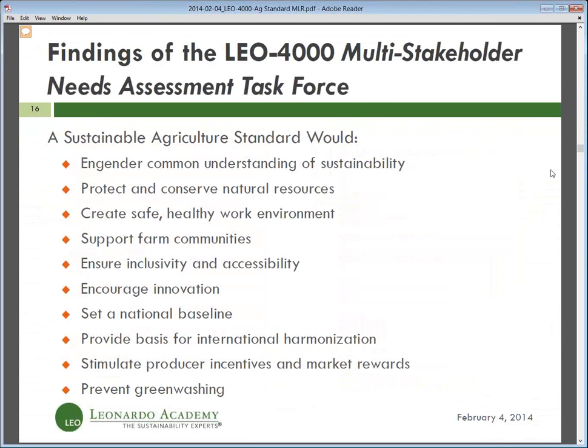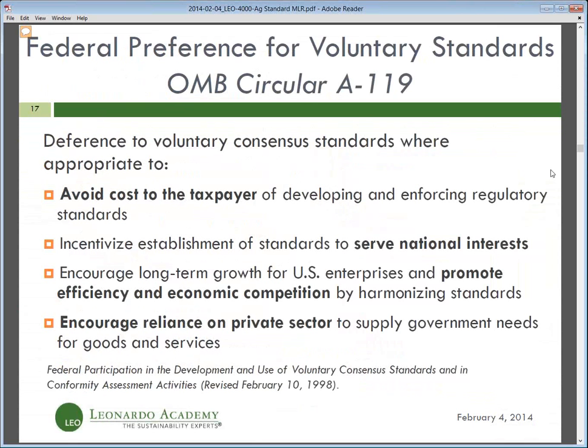So what does the federal government have to say about this? Well, Leo 4000 is not a law. It is a voluntary standard. However, the federal government likes to follow voluntary standards.